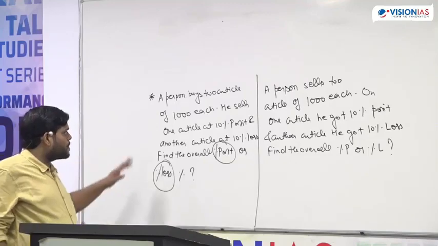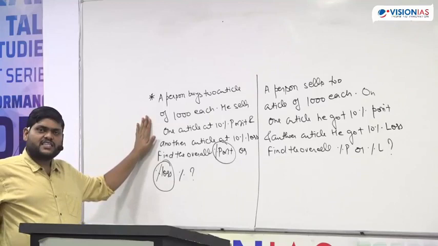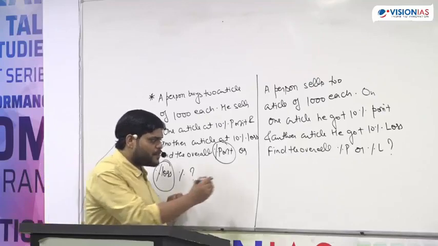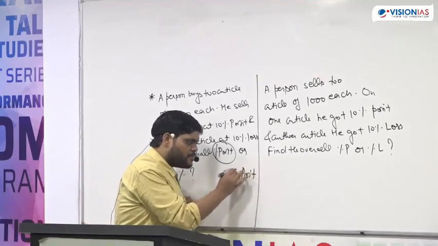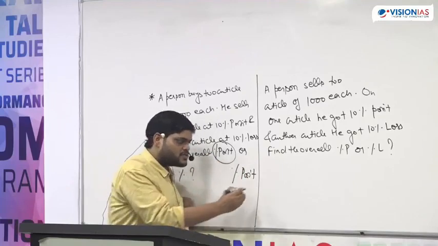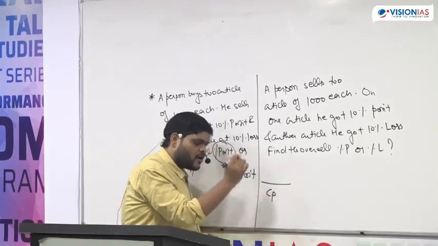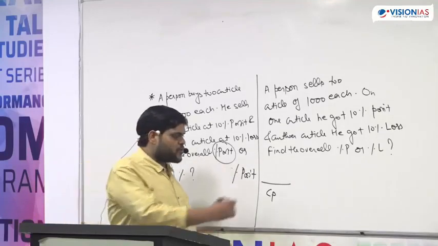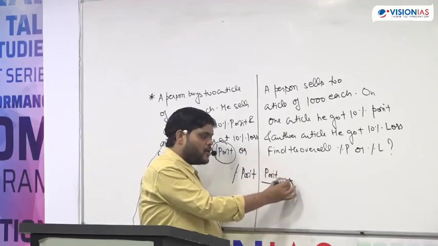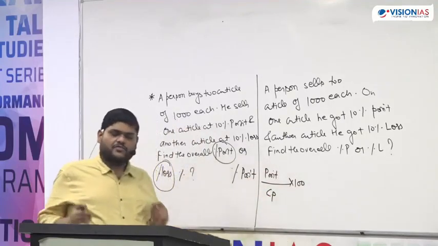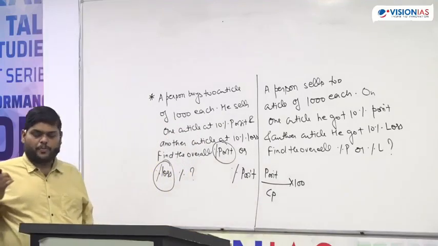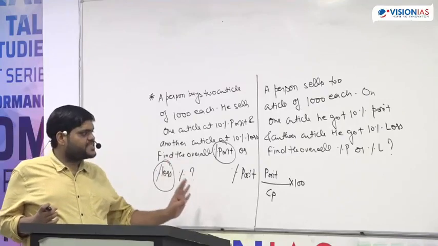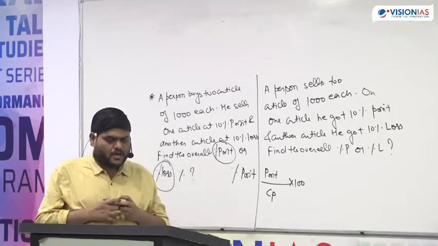Okay, now try to understand this. I told you in the first class also, the percent of profit or percent of loss is always calculated on the cost price. What is the percent of profit? Percent of profit is profit upon CP into 100. We know that percent of profit or percent of loss is always calculated on the cost price. So if the cost price is given, we know everything.